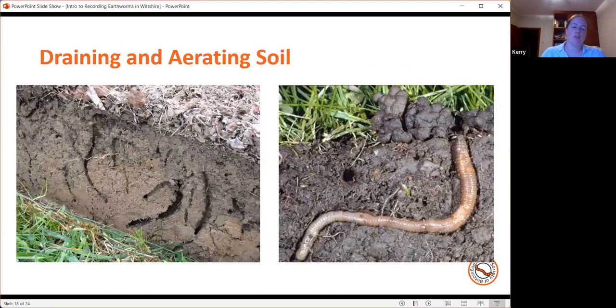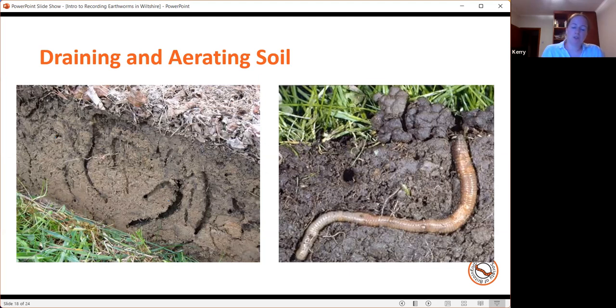They also help to drain and aerate the soil. This is through their burrows. If you've got lots of earthworm burrows in soil, then when it rains, the rain can just drain away nicely through the burrows. If you've got really compacted soil with no burrows in it, then you are much more likely to have a flood. So earthworms are really good for reducing flood risk.